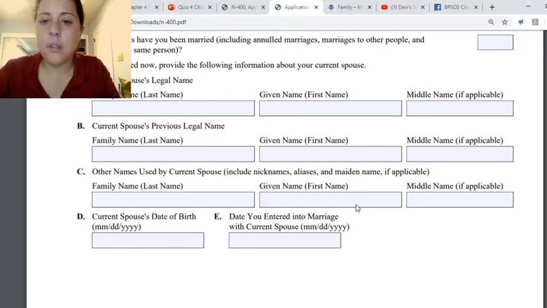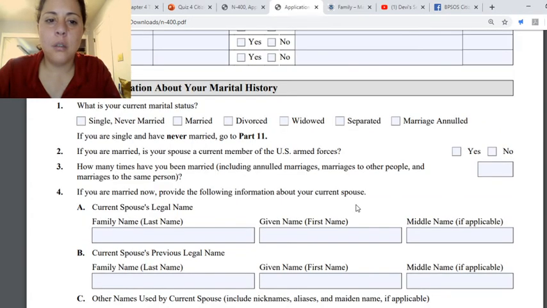So remember, you need your current marital status, number 1: single, never married, married, divorced, or widowed. Remember, widowed means your husband or wife, your spouse, has passed away. So you are a widow if your husband or wife passed away.